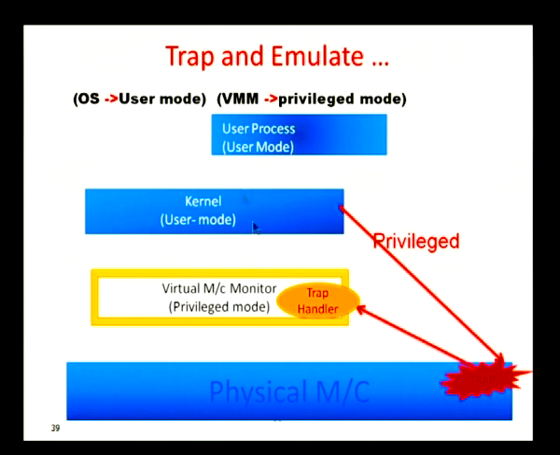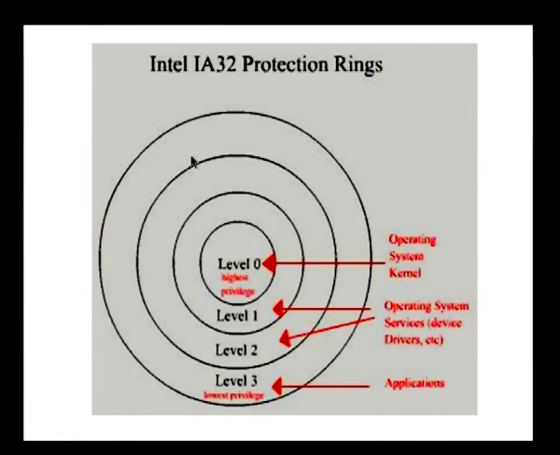So, this is the way the virtual machine monitor acts in the privileged mode, and the actual application which you are running in the virtual machine is interpreted in this way. This is the working principle, and we know there are a number of protection rings available.